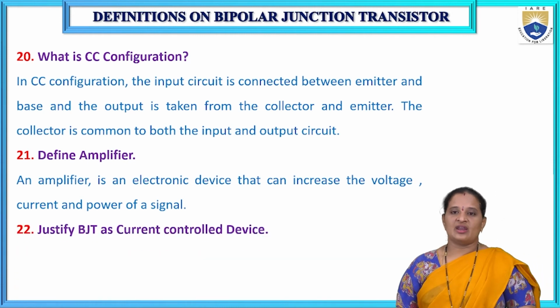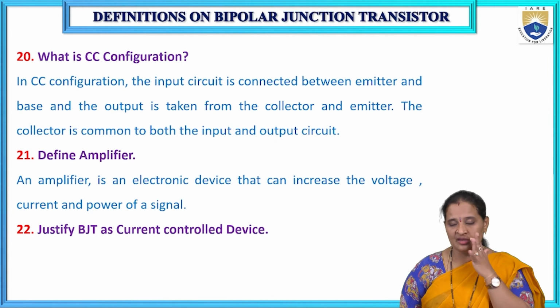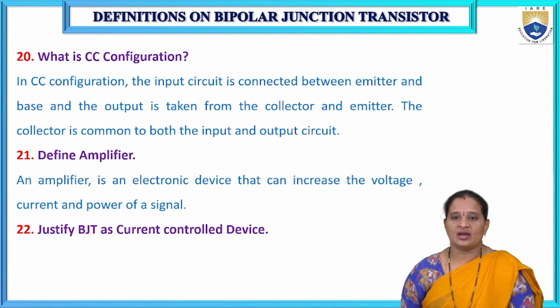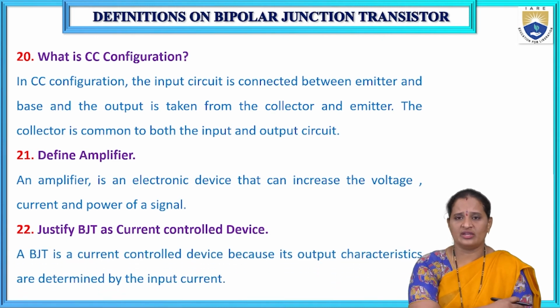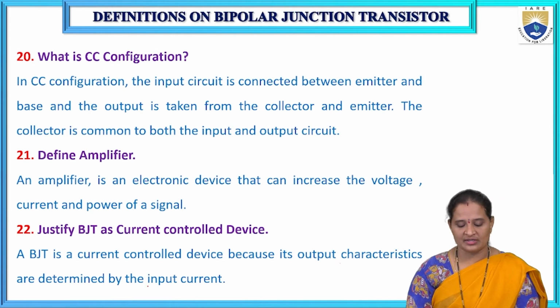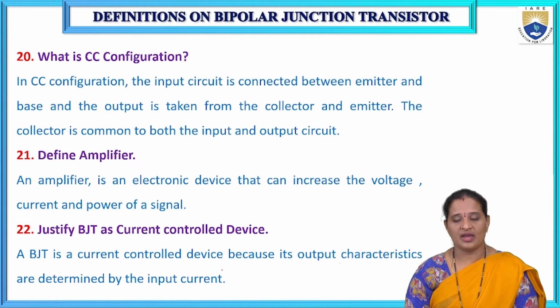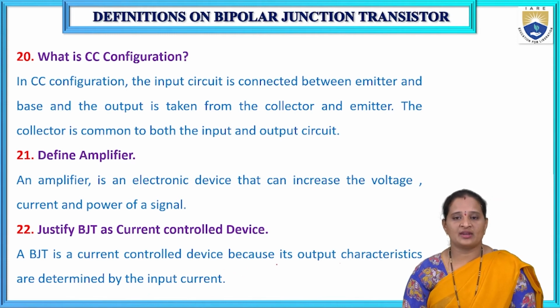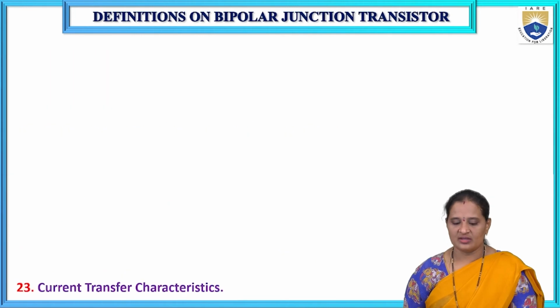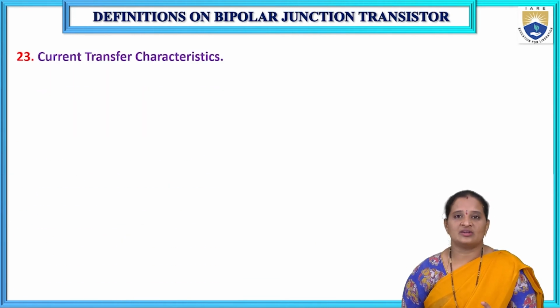Justify BJT as a current control device. So the BJT, which is nothing but a bipolar junction transistor, is also said to be a current control device. Why are we calling it a current control device? So the BJT is a current control device because its output characteristics are determined by the input current. As the output characteristics are determined by keeping the input current constant, we are calling it a current control device.